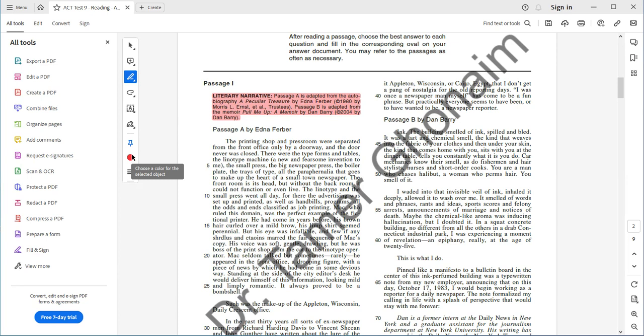Okay. So the first one, as he said here, passage A, now two passages for the narrative. And we know that the first passage is going to be narrative. Passage A is adapted from the autobiography, which means something that is written by the same person. A Peculiar Treasure by Edna Ferber, 1960. Passage B is adapted from the memoir. Also, it's a kind of someone writing about his own story. Pull Me Up, a memoir by Dan Barry, 2004.